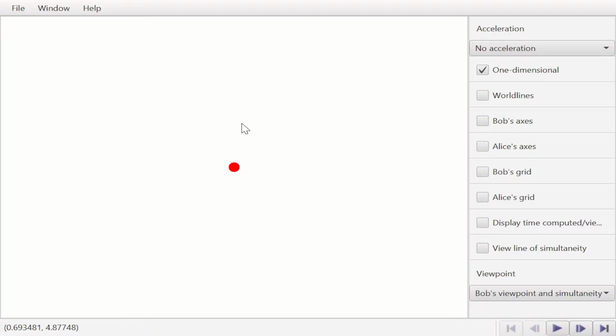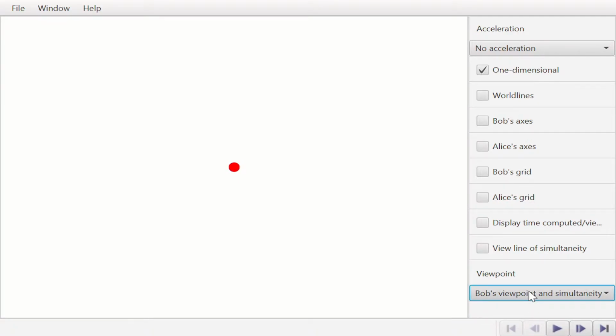Then Alice flies off at 80% the speed of light for 4 light years. She then turns around and comes back at the same rate. So let's see what that looks like from Bob's point of view. So there's Alice, the red dot, and she moves away, and then she moves back. And that's it.